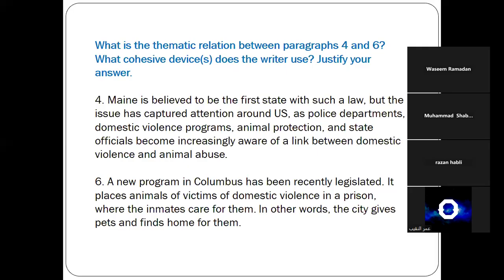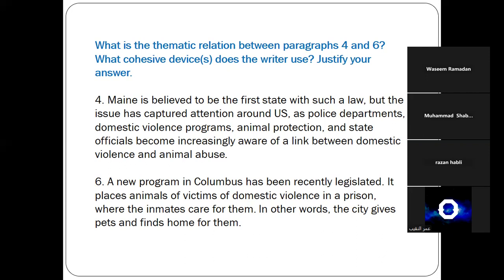So this law is related to what? What does it relate to? Animal abuse and violence. Excellent. So in the US, there is a law in Maine against animal abuse, which is caused by domestic violence.